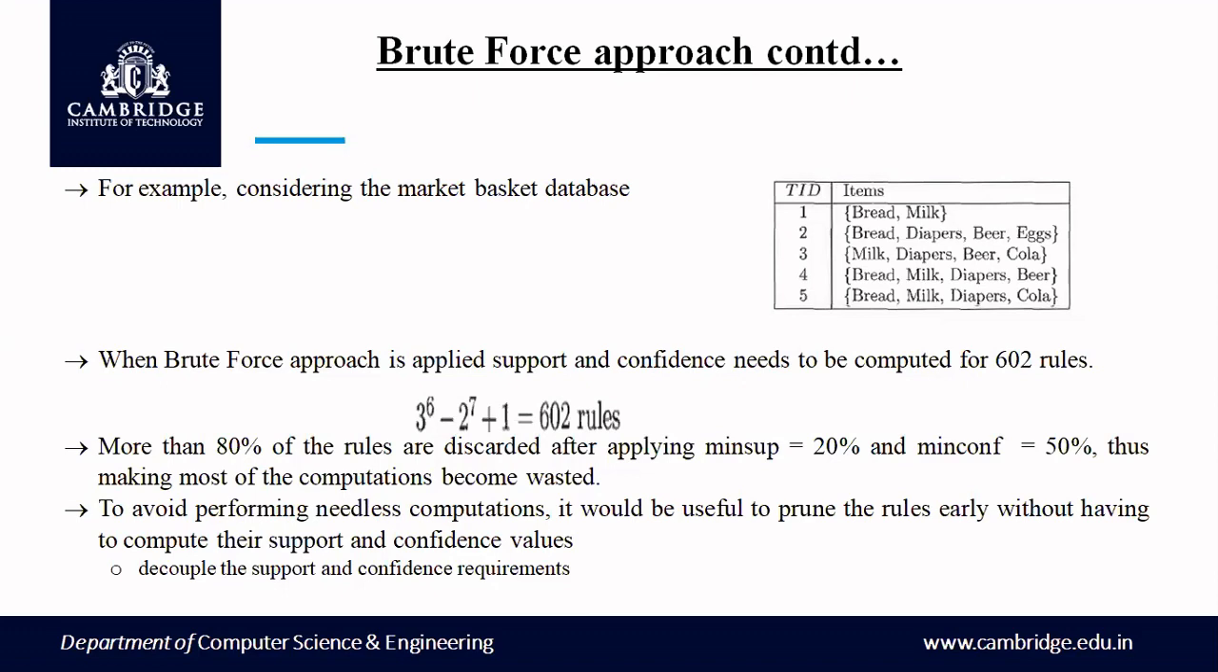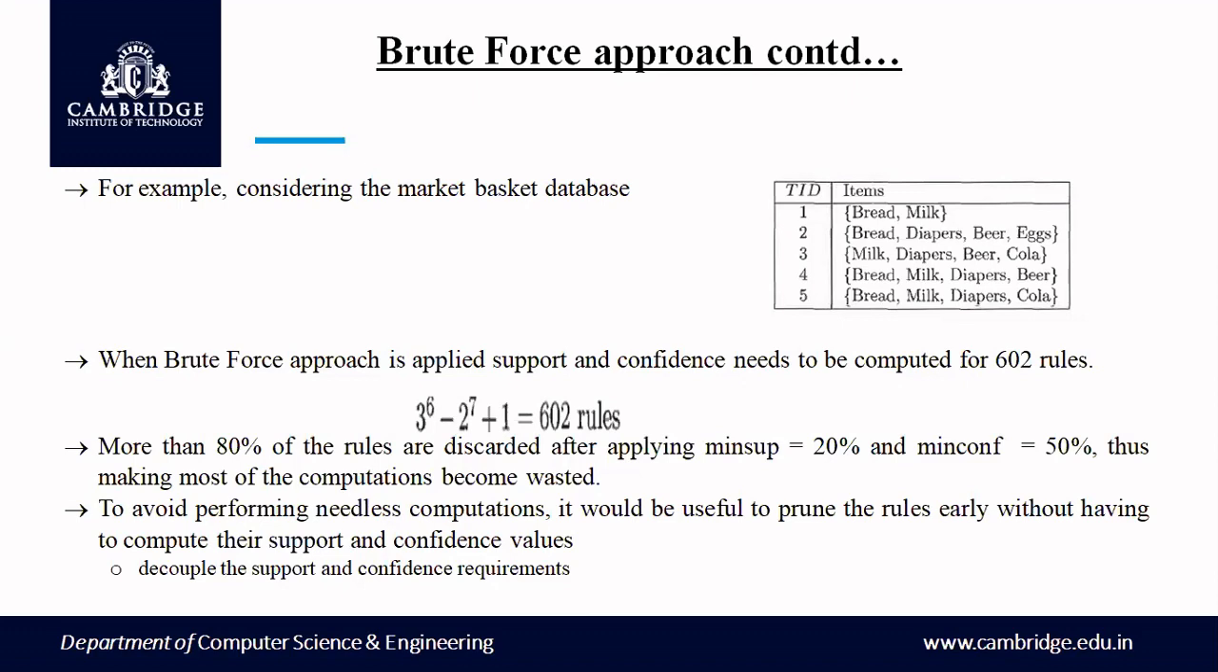In this scenario, if I place the condition of minimum support and minimum confidence as 20% and 50%, when the calculations are applied, we get to know 80% of the rules are discarded after applying this constraint. So the initial task of generating 602 rules has to happen if we are considering the brute force approach. Only after generating 602 rules do we apply min support and min confidence and prune the rules. So this is unnecessary computation, a total waste of computations and of memory space, an inefficient manner of utilizing the computer's performance.